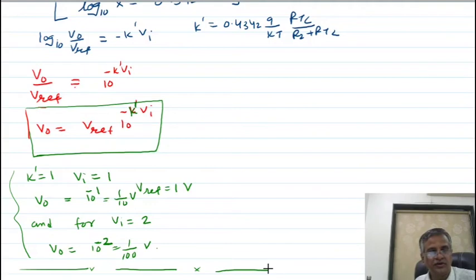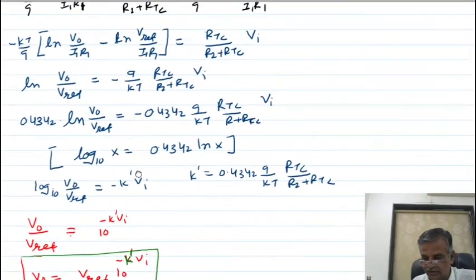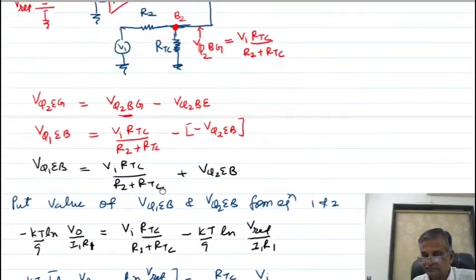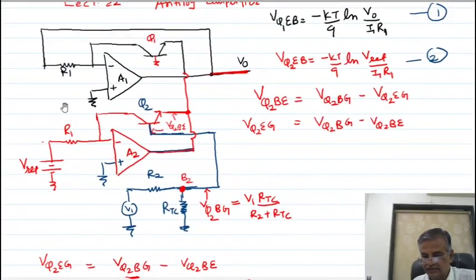This is your topic of an anti-log amplifier. It's a very easy topic to derive this equation. Look here at what we are doing. This is the anti-log amplifier circuit.